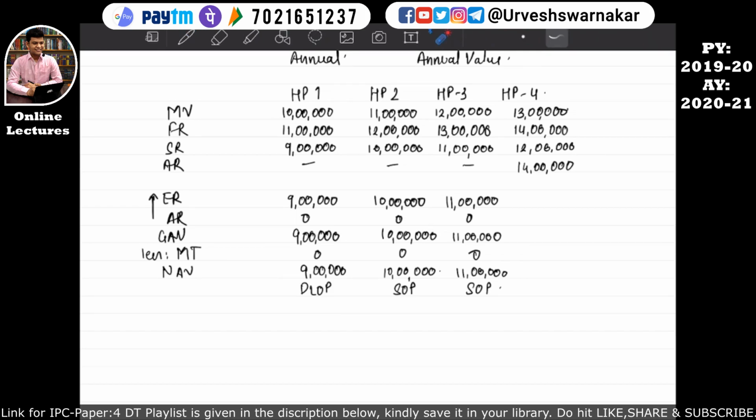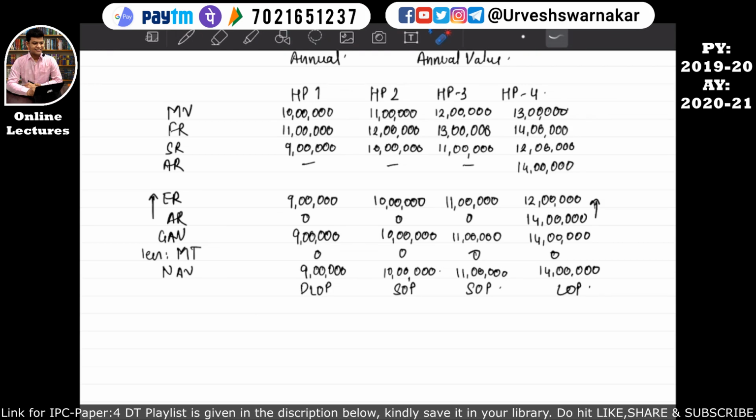So let's calculate the NAV of our house property 4. We will compare municipal value and fair rent, whichever is higher, that means 14 lakhs is higher, and 14 lakhs will be compared with the standard rent, and whichever is lower of this 14 lakhs and 12 lakhs will become our expected rent. That means our expected rent is equal to 12 lakhs, and 12 lakhs will be compared with the 14 lakhs, that is actual rent, whichever is higher will become our GAV. That means our GAV is equal to 14 lakhs and municipal taxes are 0. That means our NAV is equal to 14 lakhs. I hope this is quite clear. This is a let out house property.